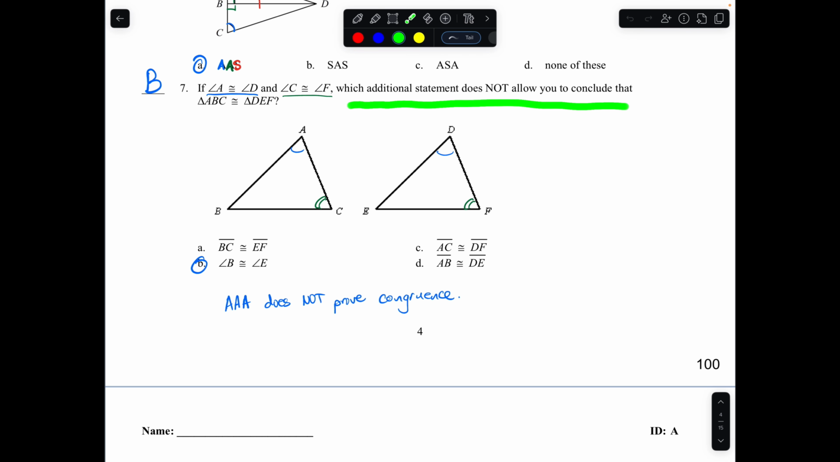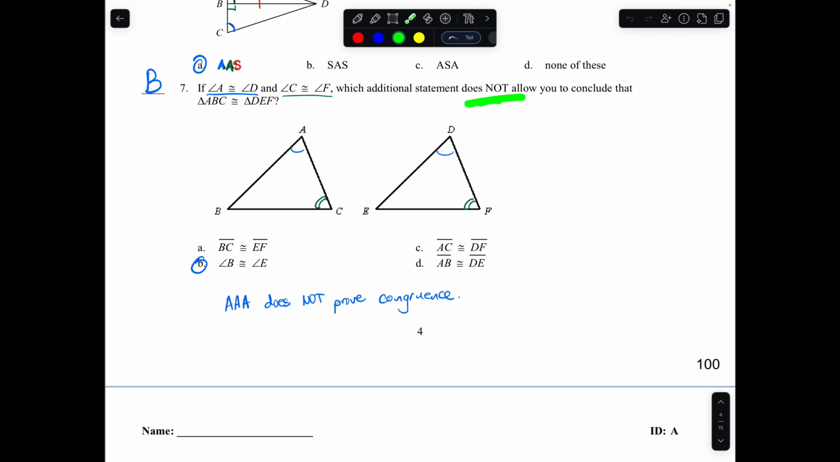What if we were given one more piece of information? It could be any of these 4 things. Which piece of information does not allow us to conclude that the triangles are congruent? Let's just check each one. If it were A, BC is congruent to EF. Well, then we would have angle, angle, side. And angle, angle, side does prove congruence. So we're looking for which does not prove congruence. So it can't be A.